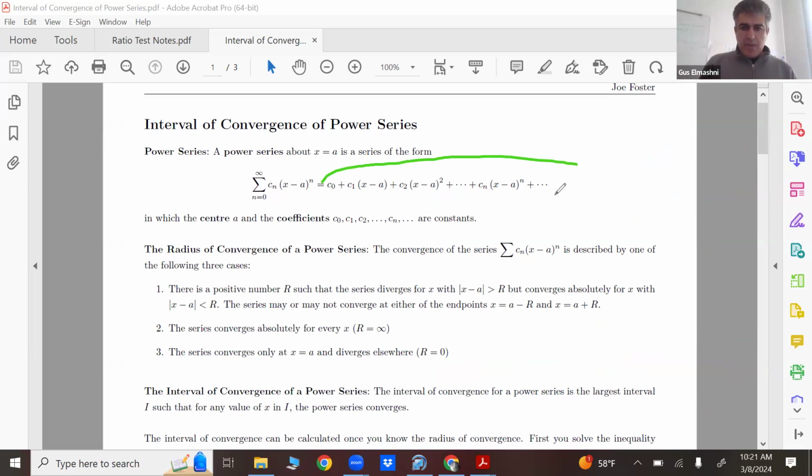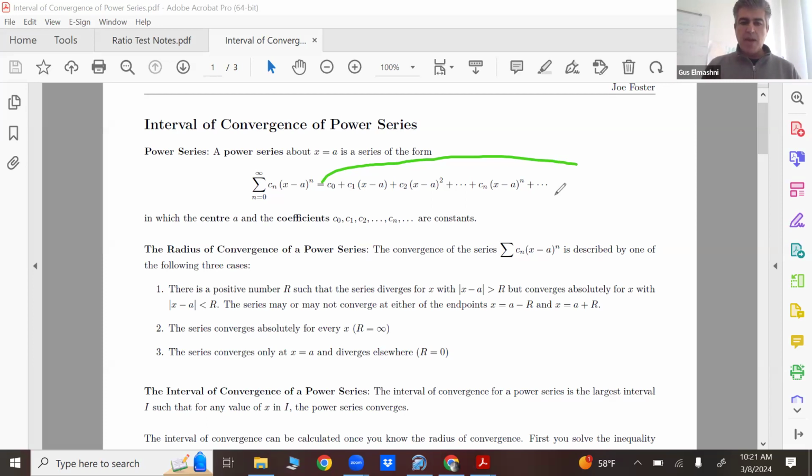So to find the radius of convergence, there's a little blurb here. The convergence of the series is described by one of the following three cases. There's a positive number R, which is called the radius of convergence, such that the series diverges when the absolute value of x minus a is greater than R, but converges absolutely when it's less than R. The series may or may not converge at either endpoint, that is, if the absolute value of x minus a equals R.